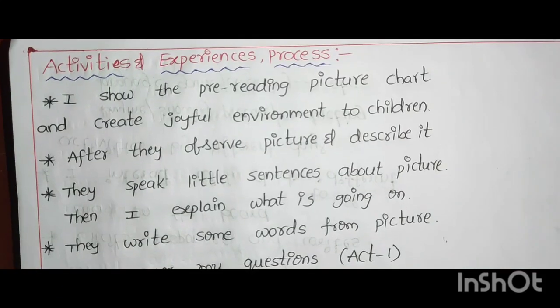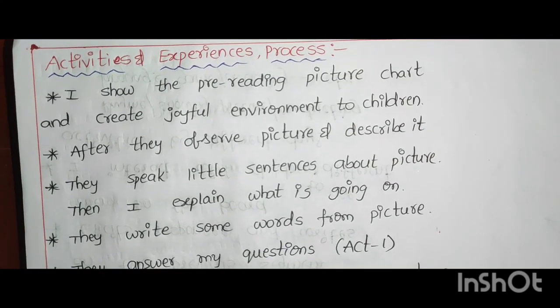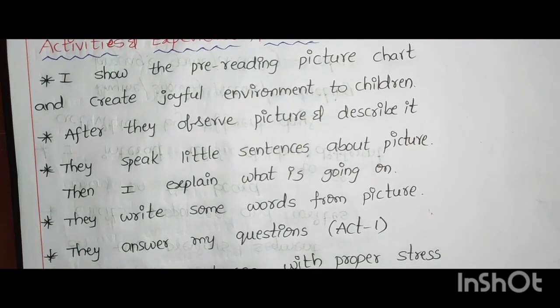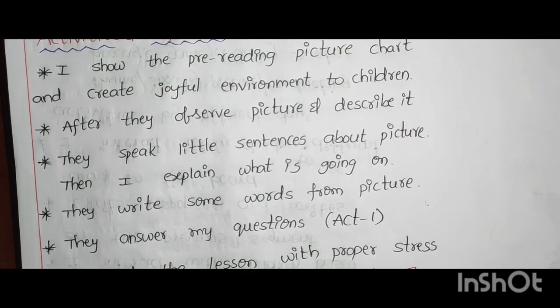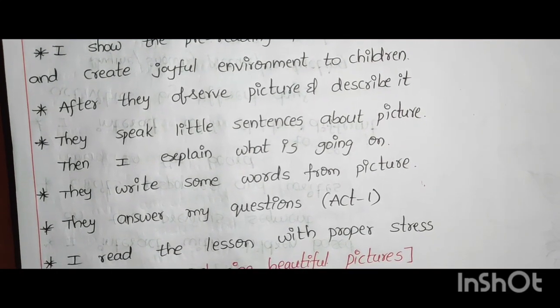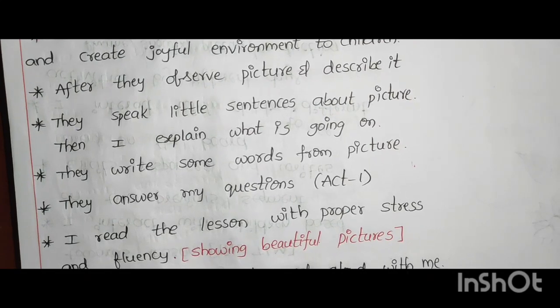Drawing activities, experiences, process. I show the pre-reading picture chart and create a joyful environment for children. After they observe the picture and describe it, they speak little sentences about the picture. Then I explain what is going on. They write some words from the picture. They answer my questions. Activity 1.